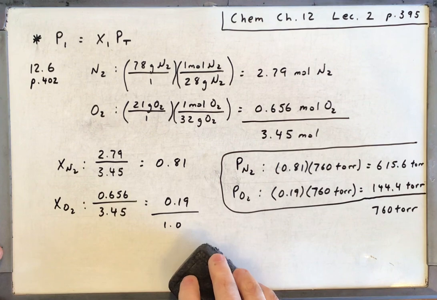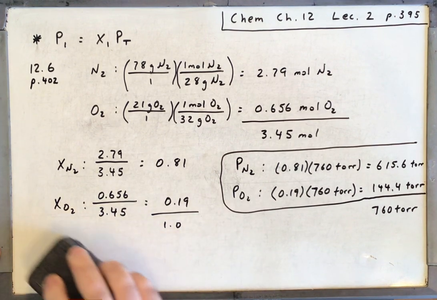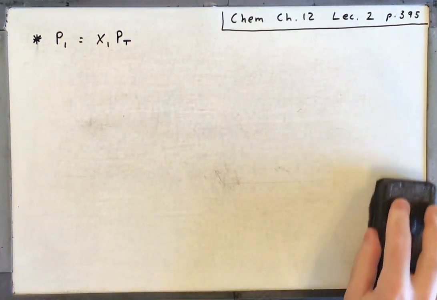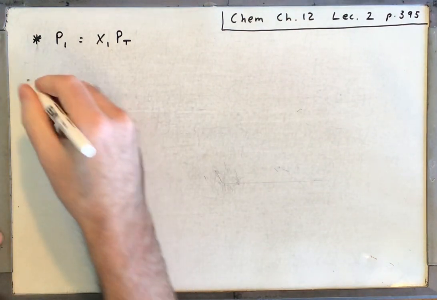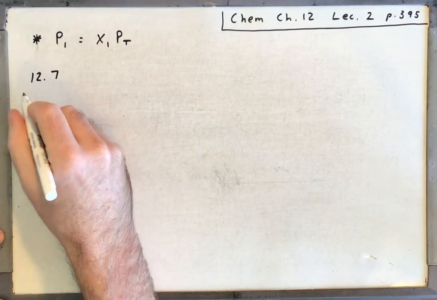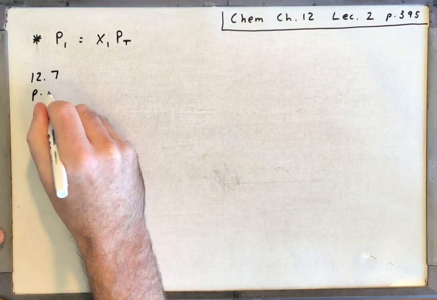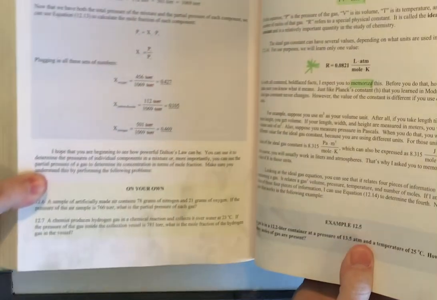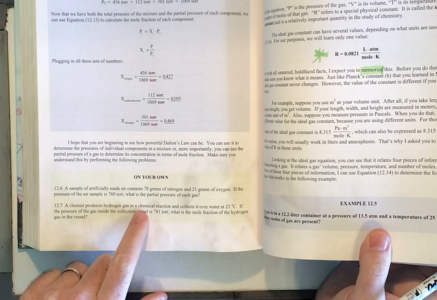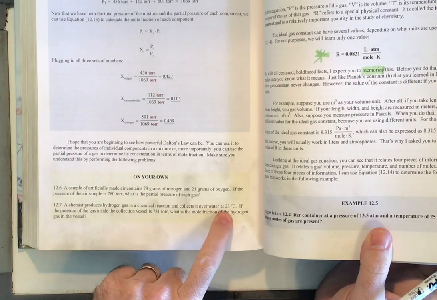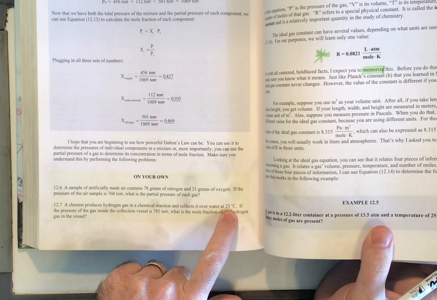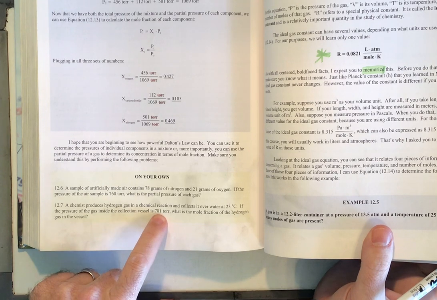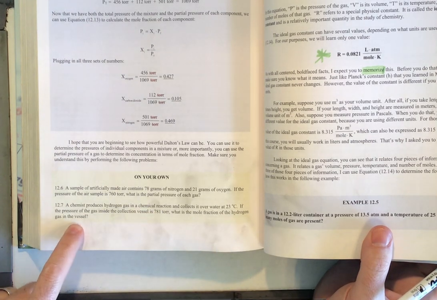All right, one more problem, and that will finish up this lecture. Pause if you need to. So let's take a look at 12.7. This is a shorter problem. And this is on page 402. All right, that one says a chemist produces hydrogen gas in a chemical reaction, collects it over water, so we're going to use that table, at 23 degrees C. If the pressure of the gas inside the collection vessel is 781 torr, what is the mole fraction of the hydrogen gas in the vessel?